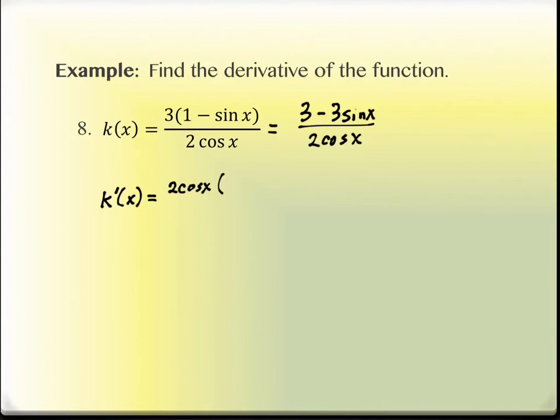Cosine? Yeah, so there's going to be the cosine part, right? And the 3 is going to stay. So the negative 3 at the beginning is going to stay. And then the derivative of sine x is cosine x. Is that all right? It's the derivative of my numerator. Then what? Subtraction. Then what? Yep, the numerator, which is the 3 minus 3 sine x. And then what?